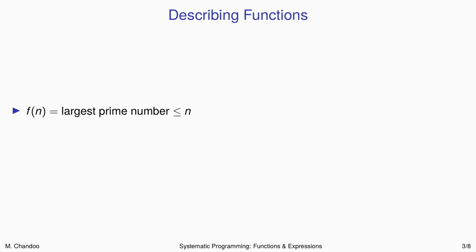Functions can be described in different ways. One way is to describe them using natural language. In this case, f of n is the largest prime number that comes before n or n itself.